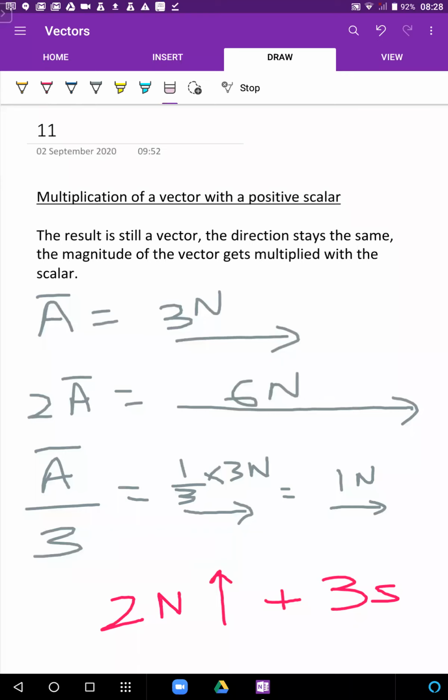So therefore you'll never add vectors and scalars as such. Any other doubt on this page? Did you understand?